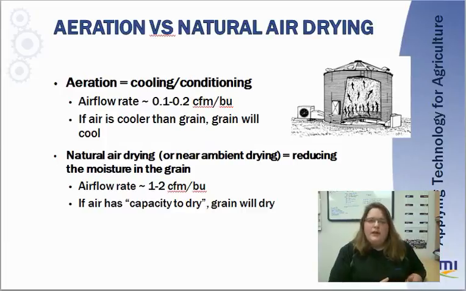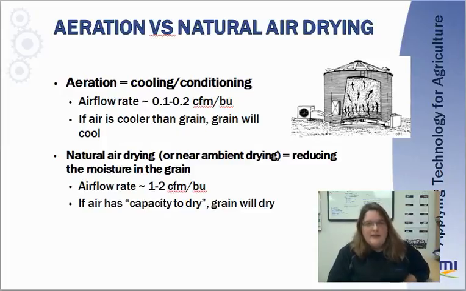Aeration is simply cooling or conditioning or evening out the temperature distribution within the bin, and the airflow rate required to accomplish that is relatively low, about 0.1 to 0.2 CFM, or cubic feet per minute per bushel. And the physics behind this is pretty straightforward. If the air is cooler than the grain and you blow it through, the grain is going to cool.